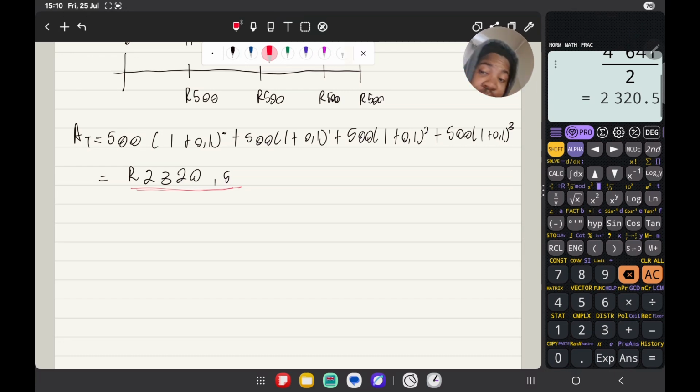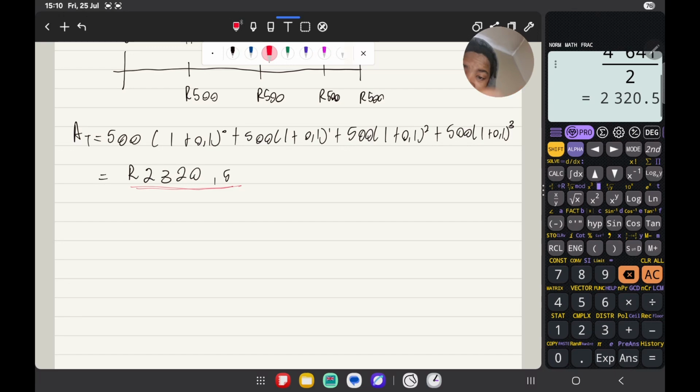So we're getting 2,320 and 50 cents. And with what we have done now, I want us to do this. When you look at this, it is a series. And as for what series it is, let's find out. It's a geometric series because there is a constant, let me show you.